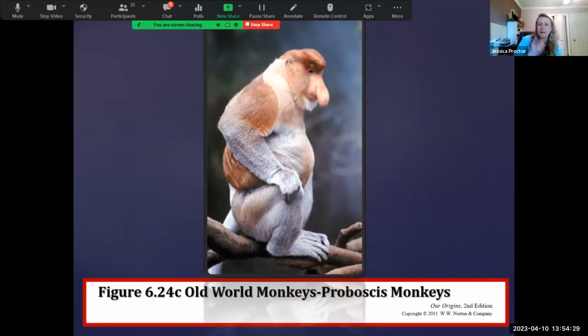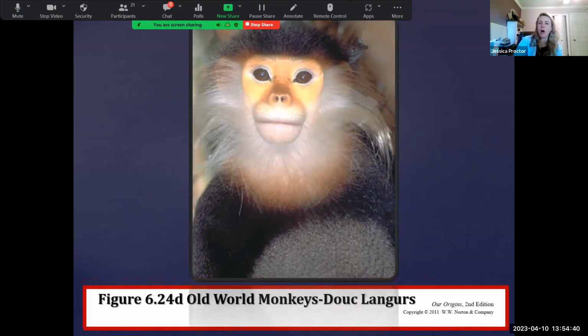This is a proboscis monkey. I know, very funny looking. They are mainly folivores, so they eat mainly vegetation, and they actually have a chambered stomach, just like a cow would. This is a douc langur. So you can see a really good example of the anterior facing orbits and the forward facing nostrils there.